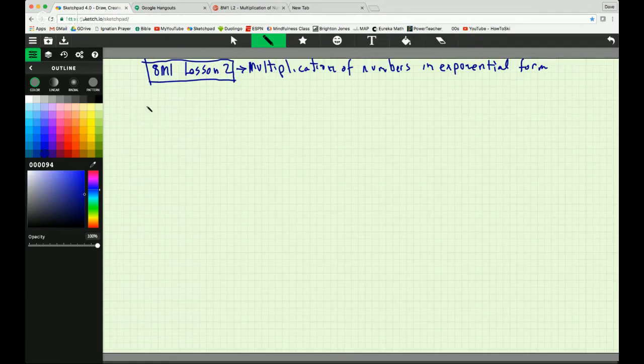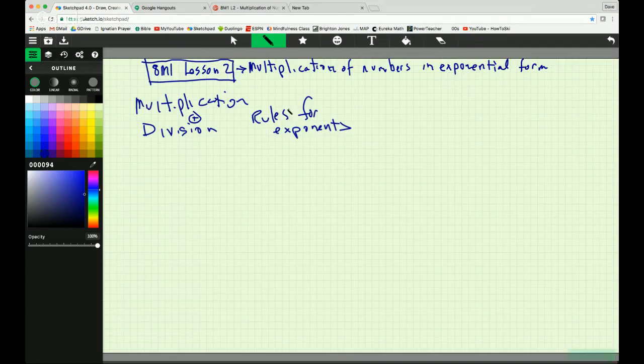So again, first we're just going to talk about basically the multiplication and division rules for exponents. And I know that the title of this lesson is the multiplication of numbers in exponential form, but there's also division rules in here and some more advanced stuff where we talk about distribution and things, where we bring in some concepts from the past. So let's make sure that we understand everything that's going on in this lesson.